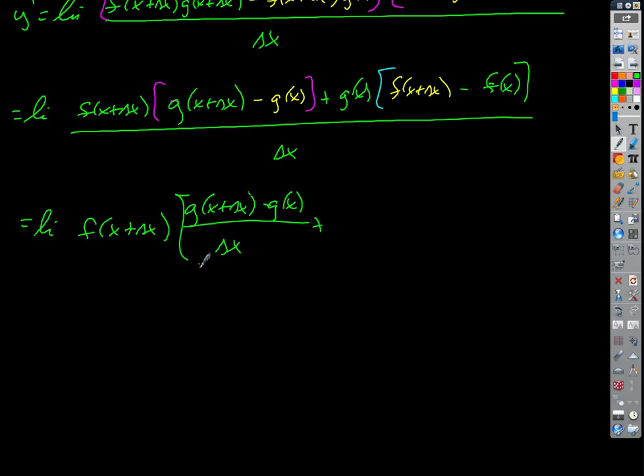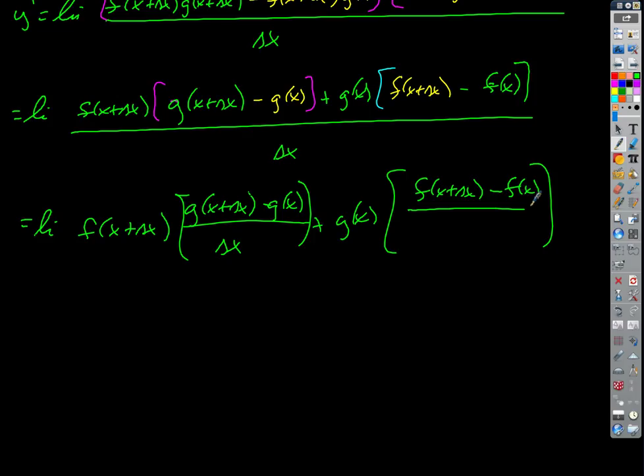Okay, we're seeing some lights clicking on here. Plus, I'm gonna write this g of x times the quantity, okay, right? And let's even break this up into two separate limits. I'm just going to add another limit right there as delta x goes to 0. I can split it into separate limits, right?